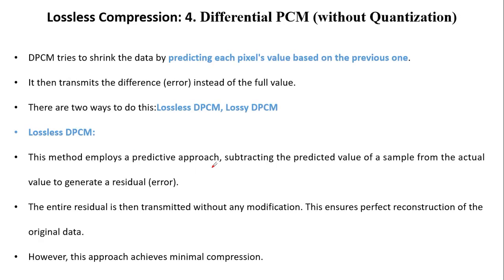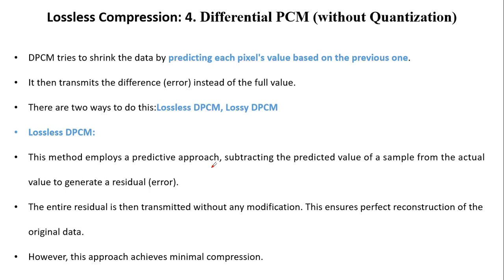Now the next technique is DPCM, that is differential pulse code modulation, and it is without quantization because we are going for a lossless compression technique. DPCM tries to shrink the data by predicting each pixel's value based on the previous one, and a similar technique we can use for reducing the interpixel redundancy also. It then transmits the difference instead of the full value. There are two ways to do this: lossless and lossy. In lossless we are not using quantization, and in lossy we are using quantization, and we are doing a permanent loss of the data.